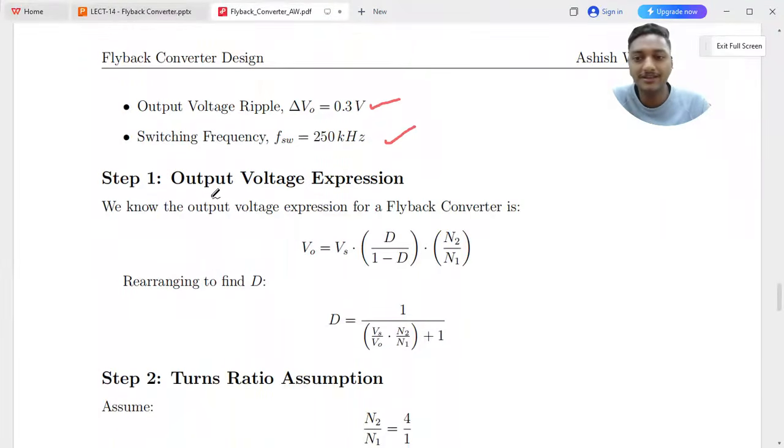So first step is the output voltage expression. We know the well-known output voltage expression for our flyback converter, that is V naught equal to Vs into D upon 1 minus D into N2 by N1. Now I am rearranging the terms to find the value of D, and I got an expression for D.